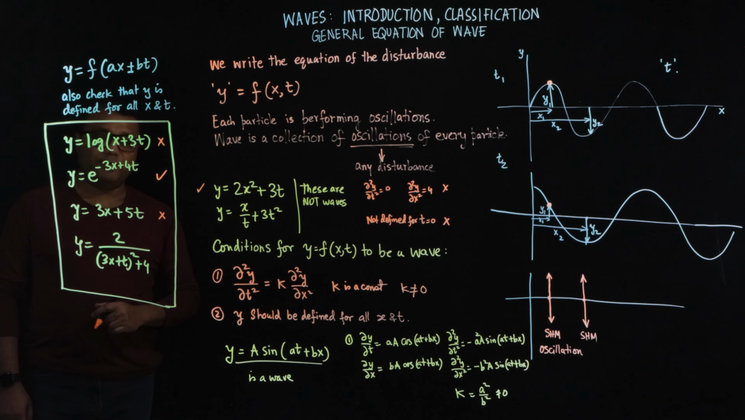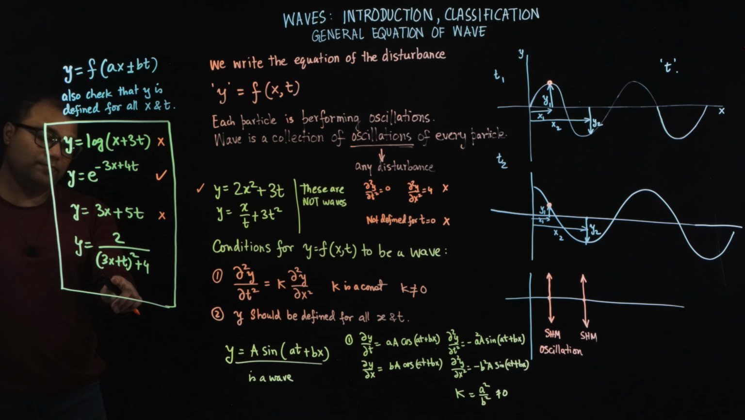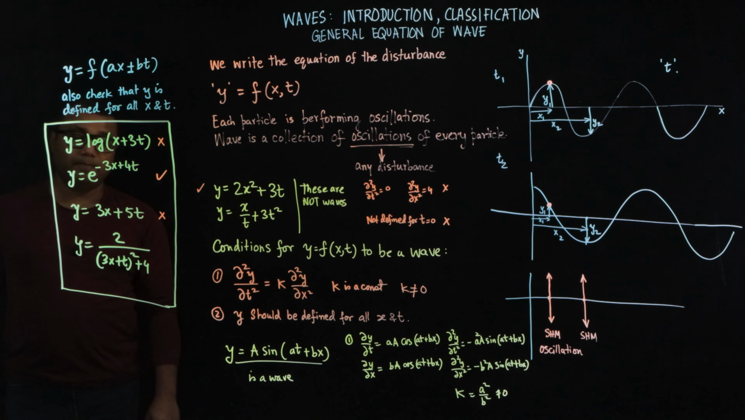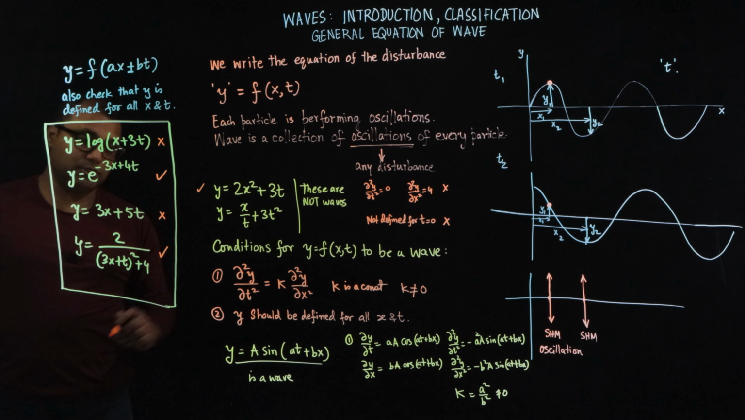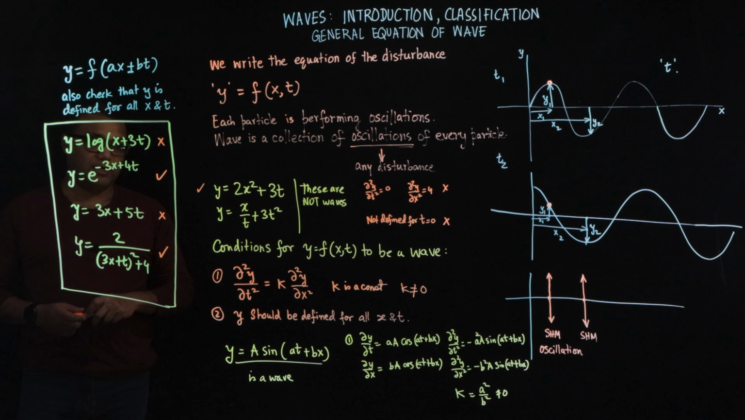So this is not a wave. Is this a wave? Here, the only thing we have to consider is, can the denominator ever be 0? This is a positive number, this is a positive number, so it cannot be 0 for any x and t. And this is of the form ax plus bt, so this is a wave function. That is how you check which is an equation of a wave and which ones aren't.